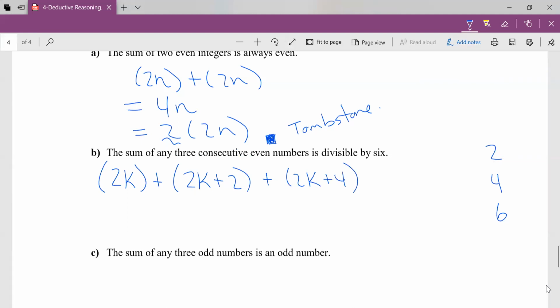There we go. Now, I add those together and I certainly get 12. So that's divisible by 6. I can see that. So here I'm going to add these together. What I'm going to get is 6k plus 6. If it's divisible by 6, I better be able to factor out a 6. Look at right there. I did. Tombstone, I'm done.